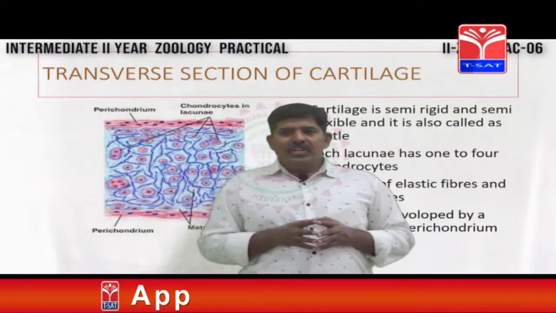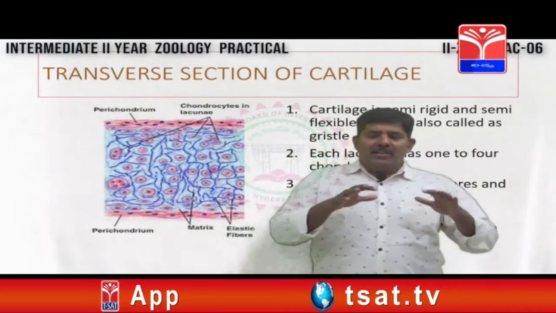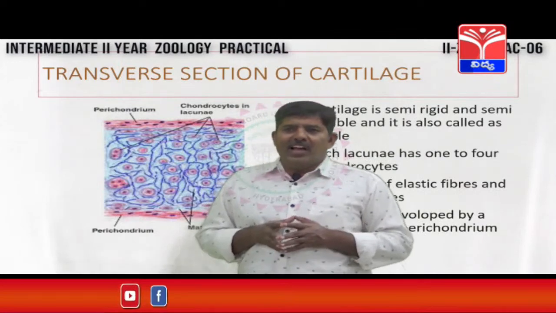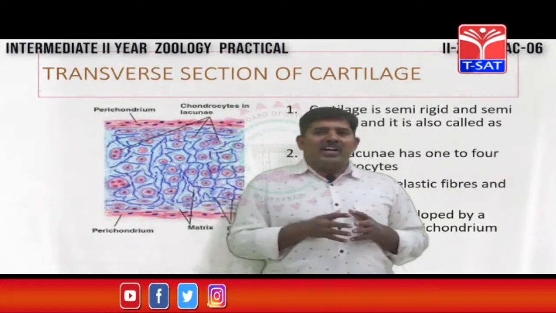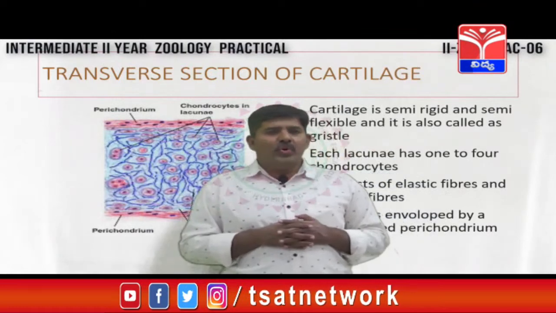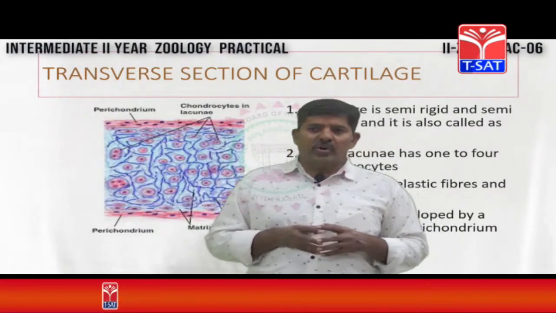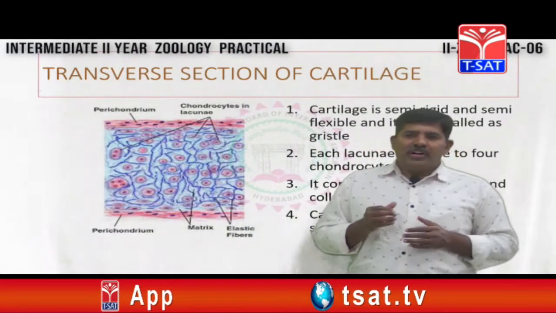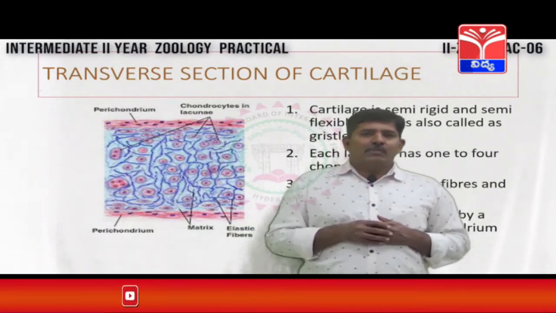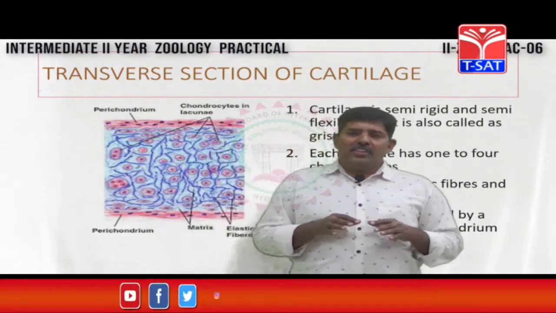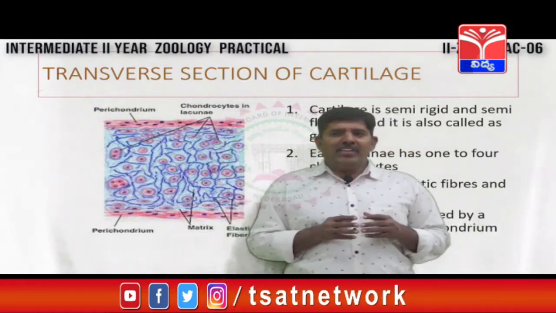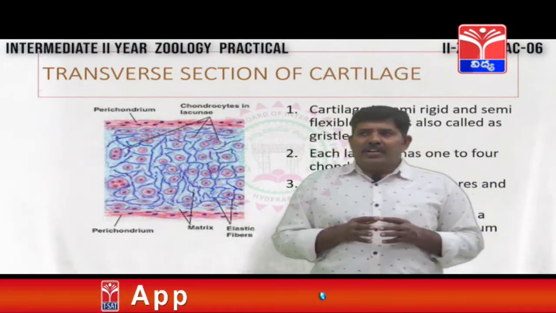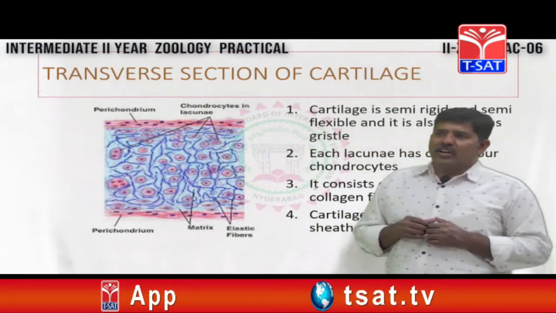Here there is the matrix. The cartilage contains the matrix. The open space of the matrix is called a lacuna. Each lacuna has 1 to 4 chondrocytes. The cartilage contains two important fibers, elastic fibers and collagen fibers. The whole cartilage is enveloped by a sheet called perichondrium. So this is about the TS of cartilage.